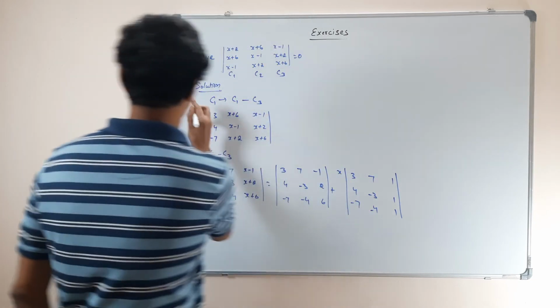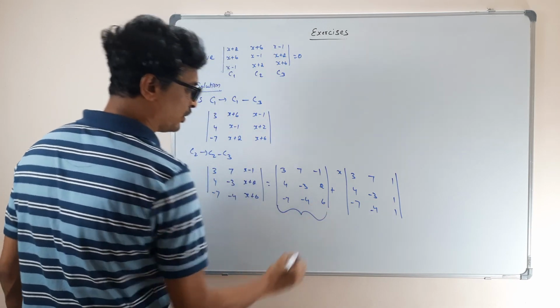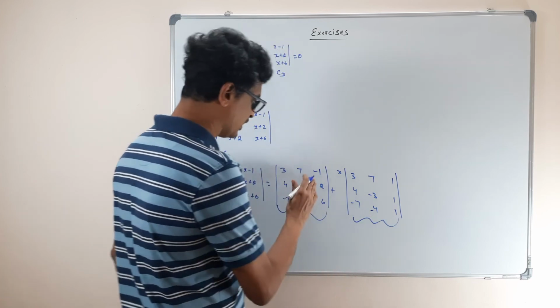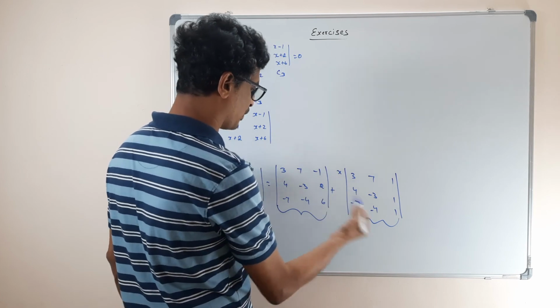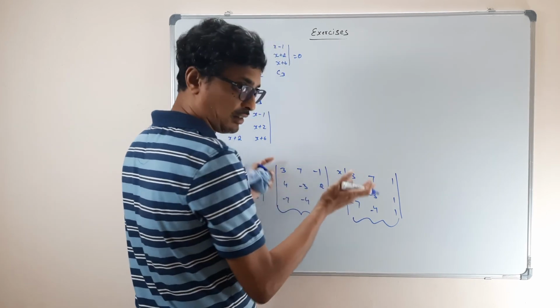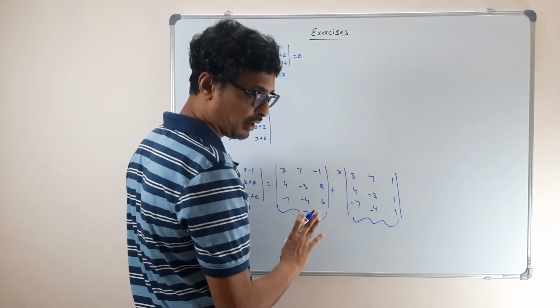This is the LHS. This will give you some number. You can do the determinant. And this will give you some number. So this plus this equal to 0, they have already given this. Solve it. Then you can use the cofactor expansion and solve it and you will find out what x is. You can do it, right? I am not doing this one.